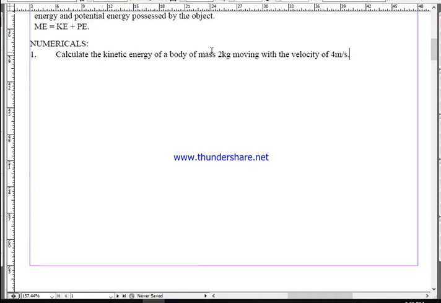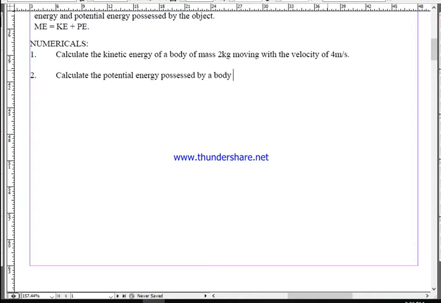Mass is 2 kg and velocity is 4 meter per second, and you know the formula of kinetic energy, it is 1 by 2 mv square. Yes, mass is already given, velocity is already given. Simply substitute the values.